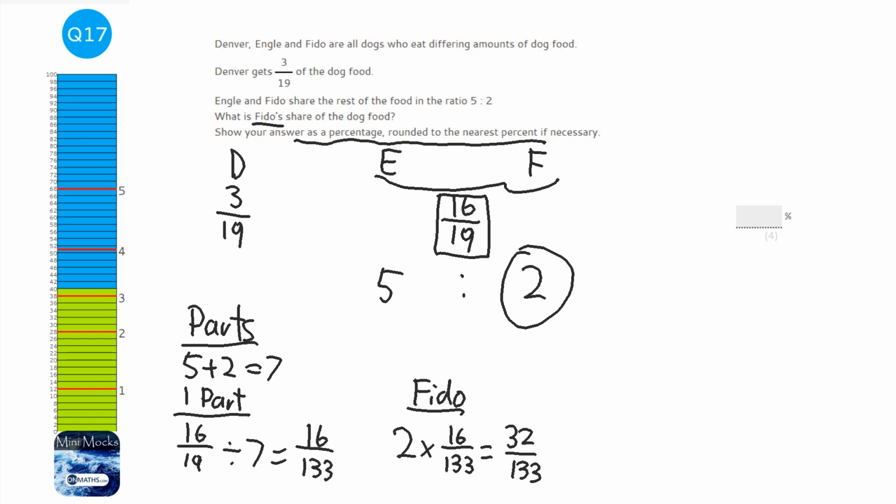So to work between fractions and percentages, I just need to times by 100. I'll do it on the calculator, times by 100, and press S to D if it comes up as a fraction. And it says 24.060 and so on. So to the nearest percent, Fido gets 24%.